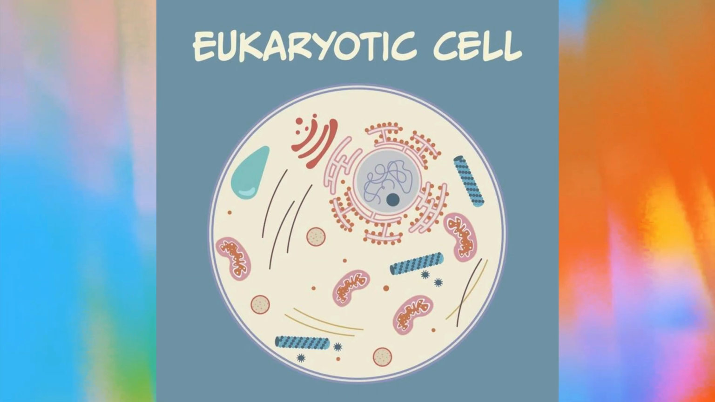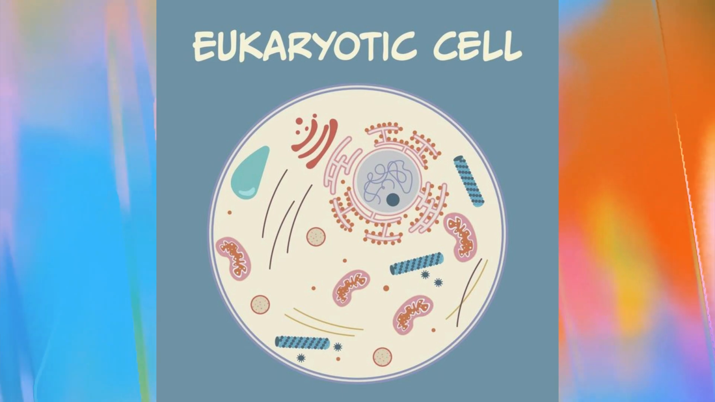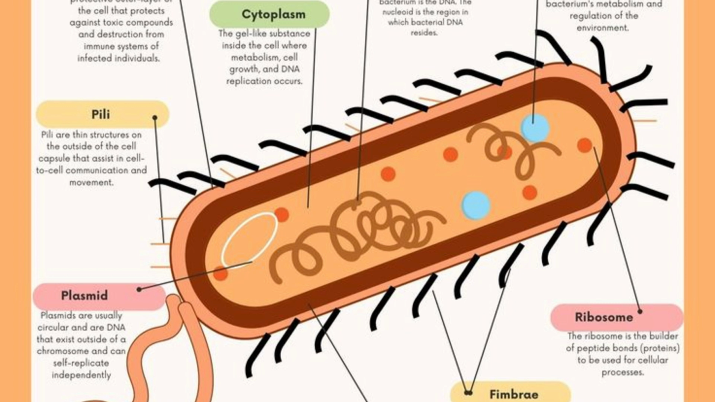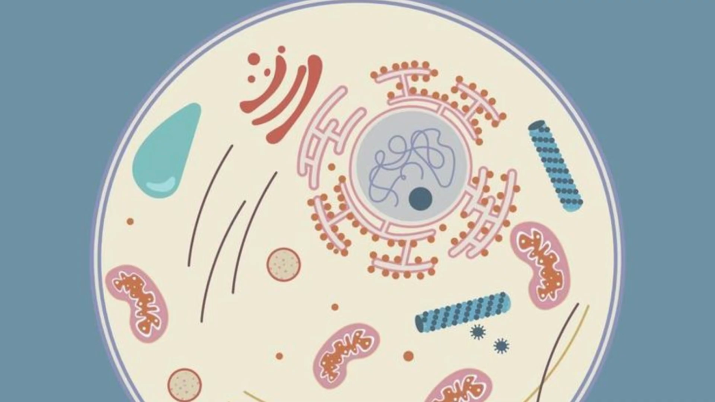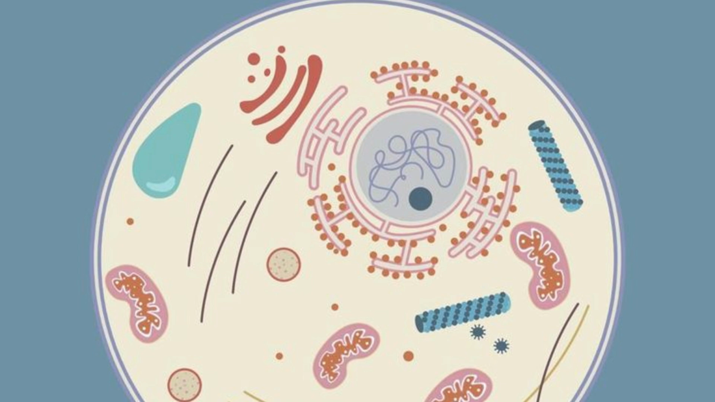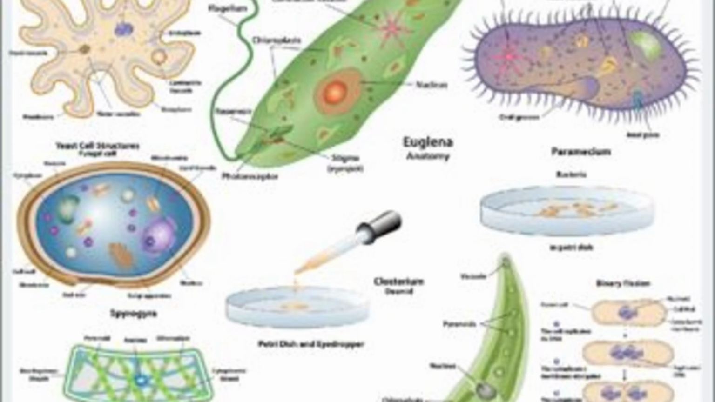Next, we have eukaryotic cells, a far more complex type of cell that makes up all plants, animals, fungi, and protists. Unlike prokaryotic cells, eukaryotic cells have a defined nucleus that houses their DNA, as well as specialized organelles like mitochondria for energy production, lysosomes for waste management, and more. These cells can work independently as single-celled organisms or together to form the tissues and organs of multicellular life. Eukaryotes represent a significant evolutionary advancement, allowing for the diversity and complexity we see in plants, animals, and humans.